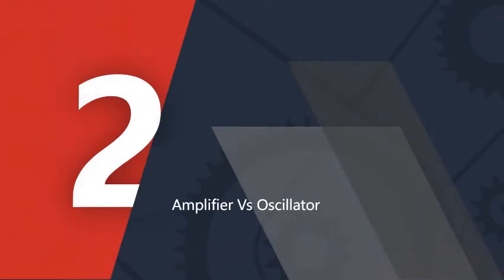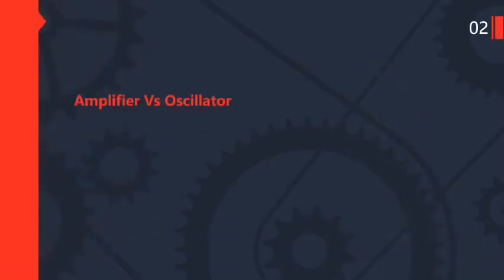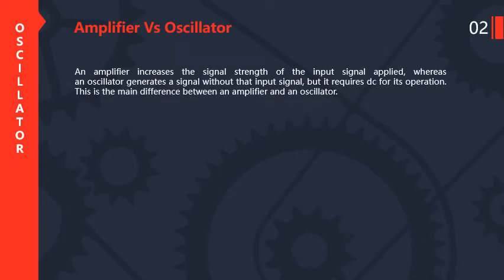Next is amplifier versus oscillator. An amplifier increases the signal strength of the input signal applied, or we can say that the amplifier is a circuit which boosts the power level of the input signal, whereas an oscillator generates a signal without that input signal, but it requires DC for its operation. This is the main difference between the amplifier and the oscillator.